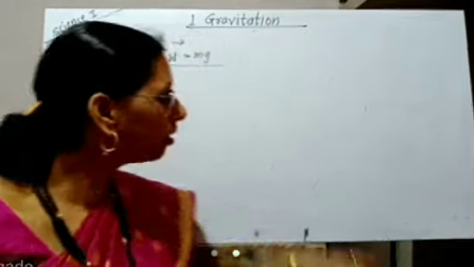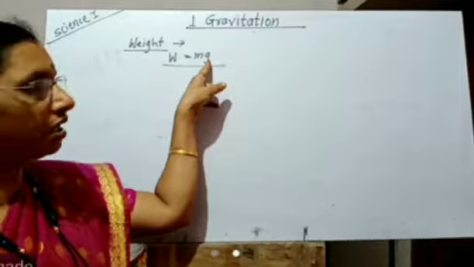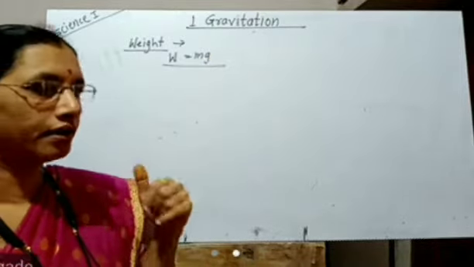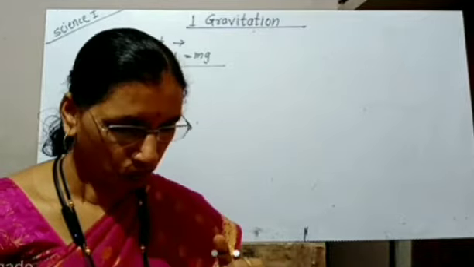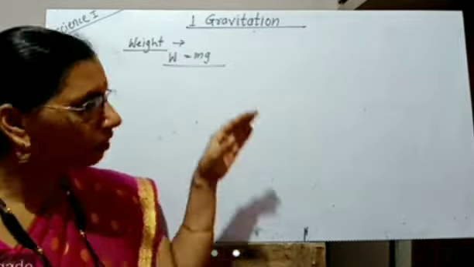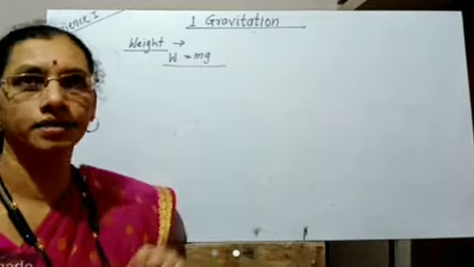We know the variation in the value of g. It changes with height, and therefore as we go above the surface of the earth, the weight also decreases.